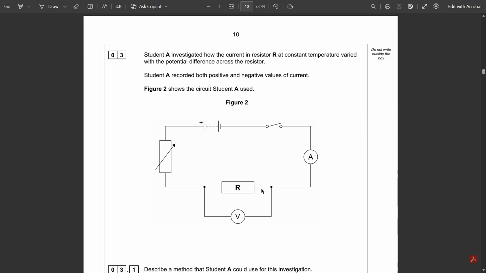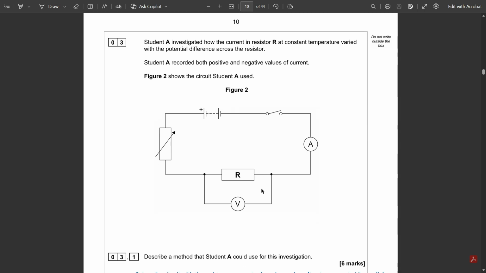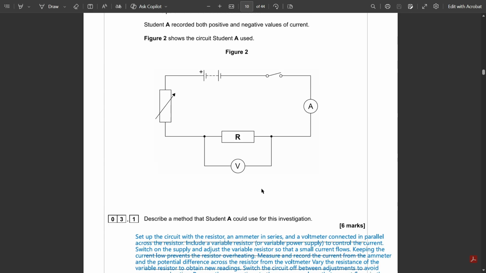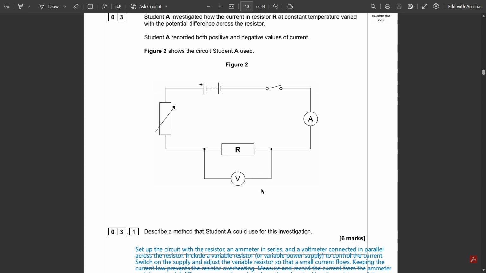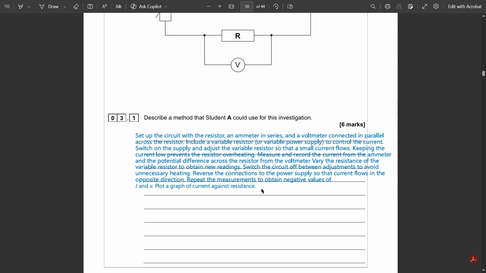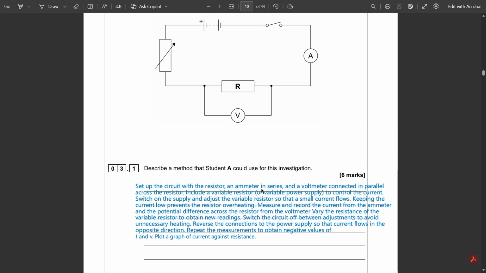Then for question 3, student A investigated how the current in resistor R at constant temperature varied with the potential difference across the resistor. Student A recorded both positive and negative values of current, with figure 2 showing the circuit student A used. And this is just a circuit. We have to describe a method that student A could use for the investigation. Well, we have to set up the circuit with the resistor, an ammeter in series and a voltmeter connected in parallel, as always, across the resistor, and you have to include a variable resistor or variable power supply to control the current.